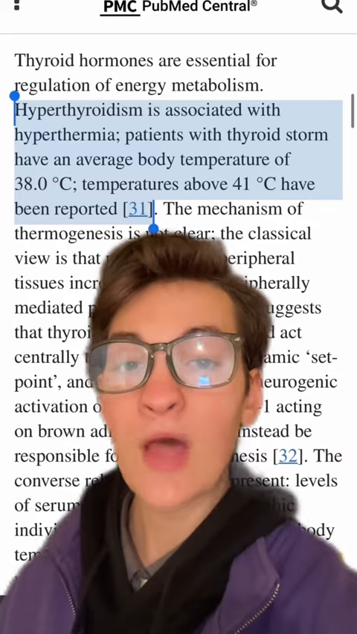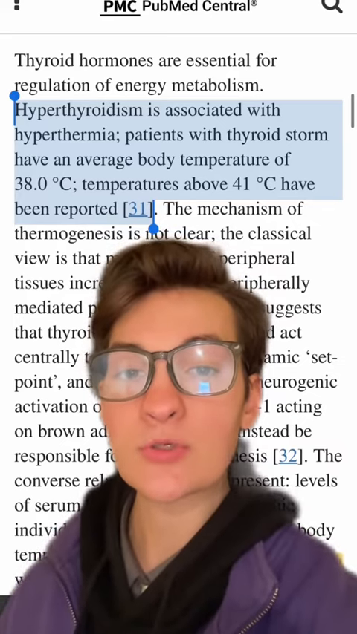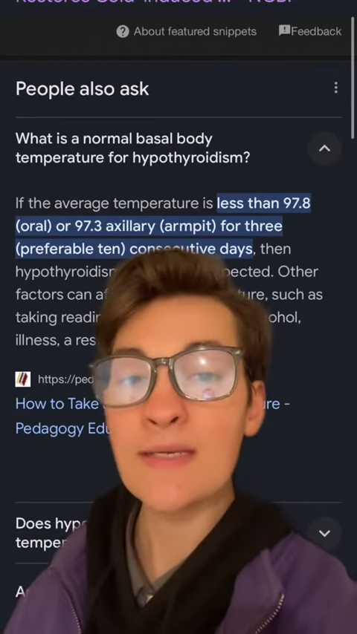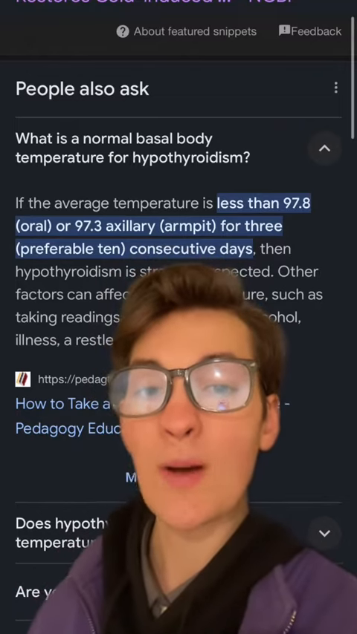Importantly, this is why people with high thyroids typically have elevated body temperatures, and low thyroid can be diagnosed due to the presence of a low body temperature.